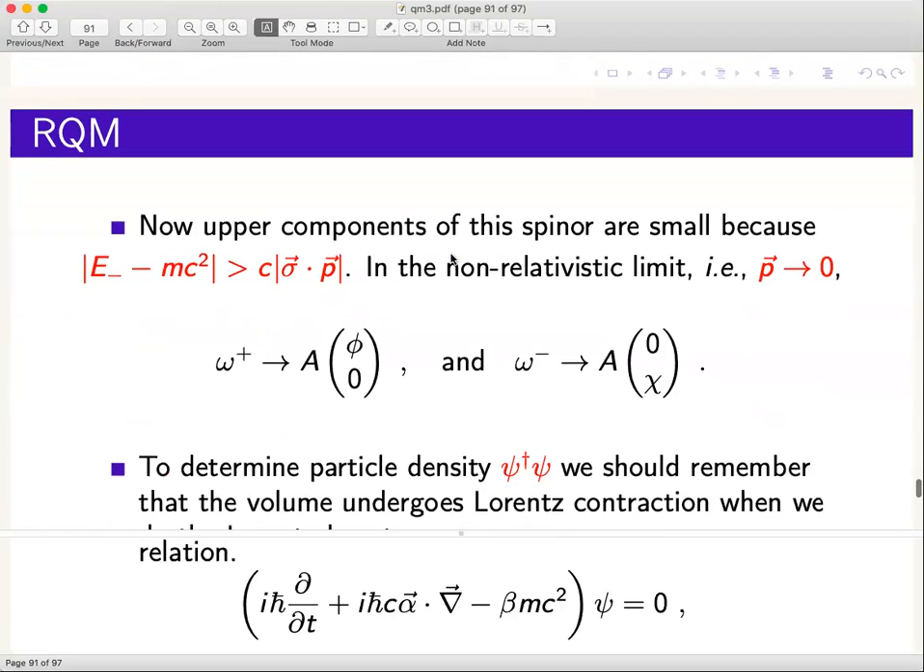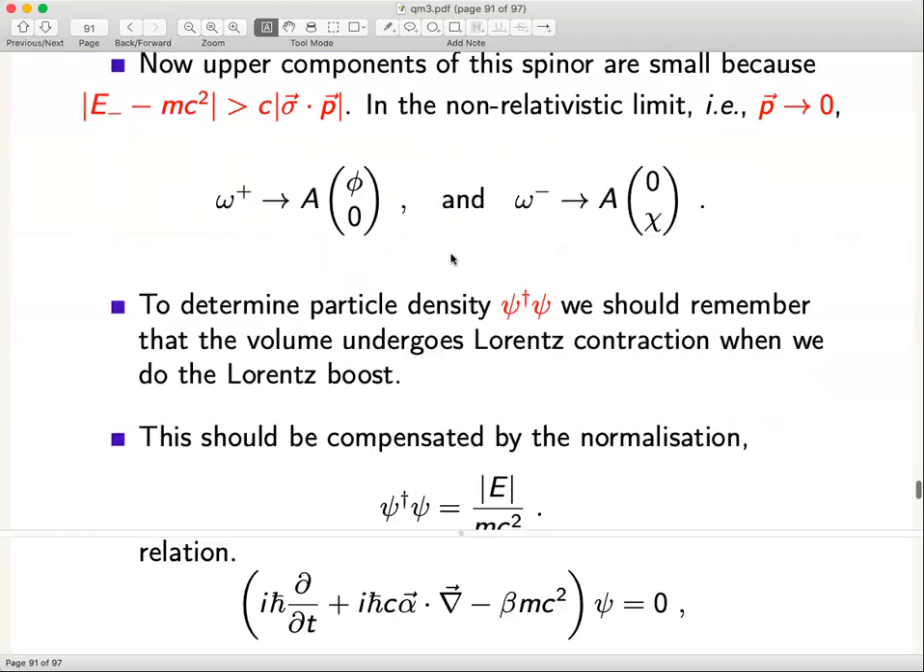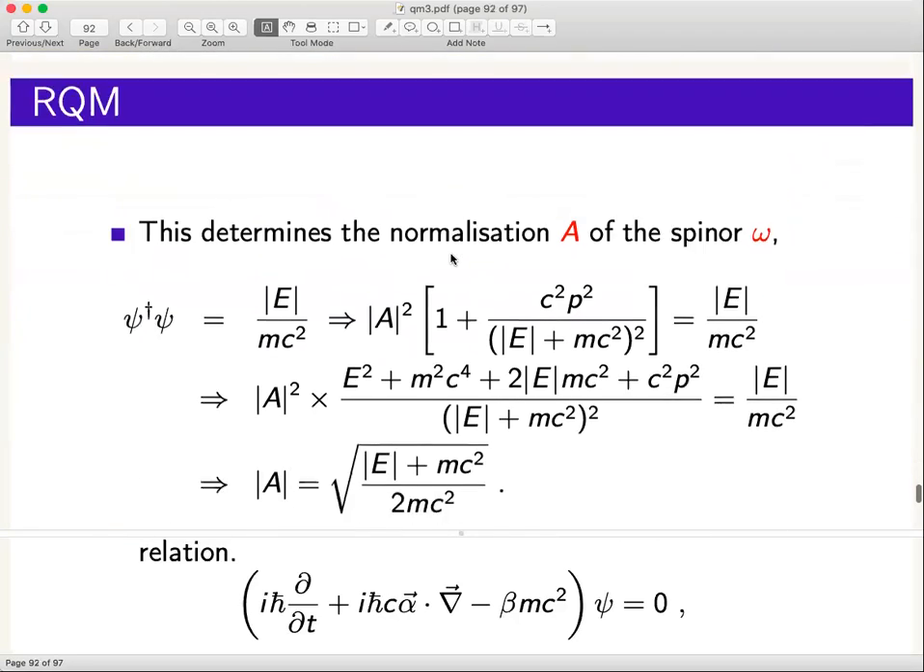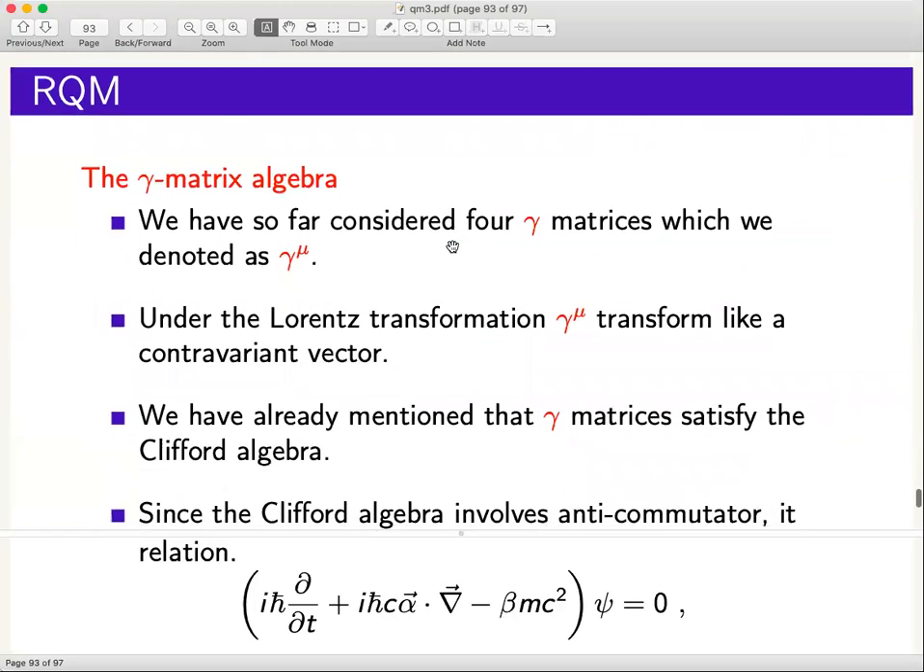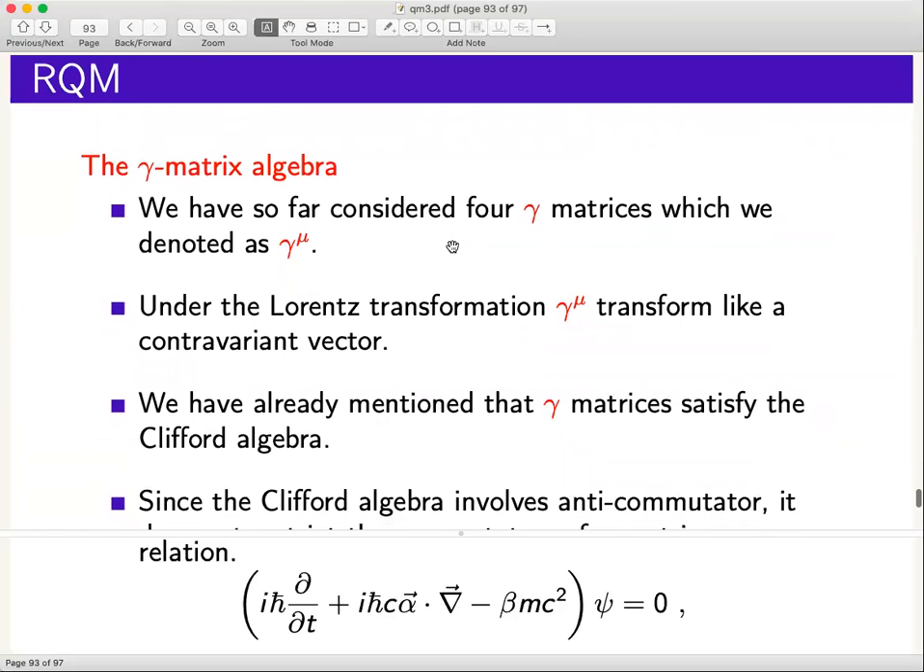So maybe we can go ahead and obtain the normalization. Let's look at the gamma matrix algebra. This is where we do a little bit of Lorentz algebra. Of course, we won't do Lorentz algebra; we'll just say how gamma matrices would transform.